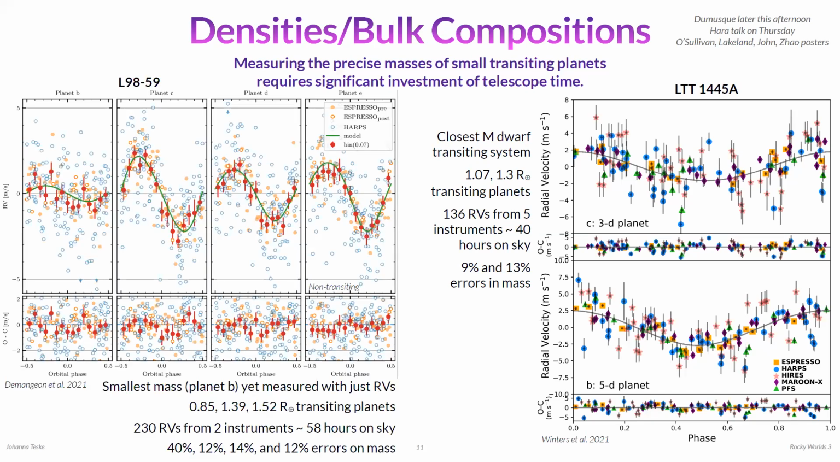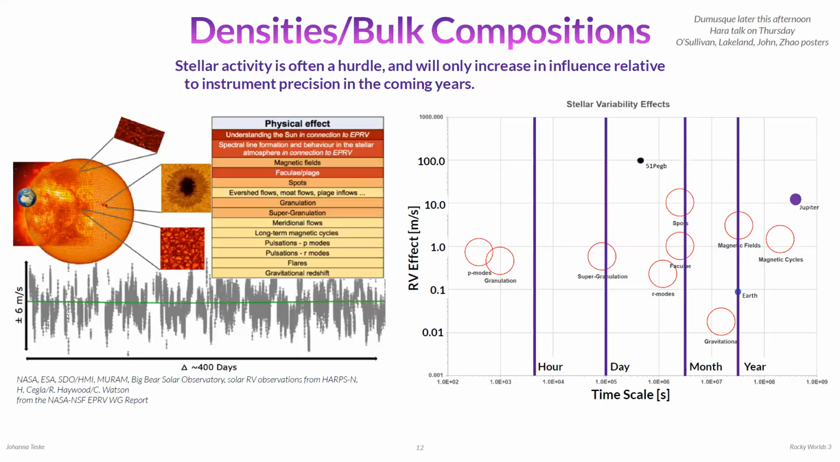Another TESS example, this multi-planet system, which I think still has the record for the smallest planet mass measured with just RVs, not TTVs. I could be wrong with that. And again, with this multi-planet system, we're talking over 200 radial velocity observations with 2 highly precise instruments, resulting in almost 80 hours on sky. And for this smallest planet, planet B, that's still only about a 40% accuracy or precision in the mass measurement. So this is very time intensive. This is going to be a major theme in this talk.